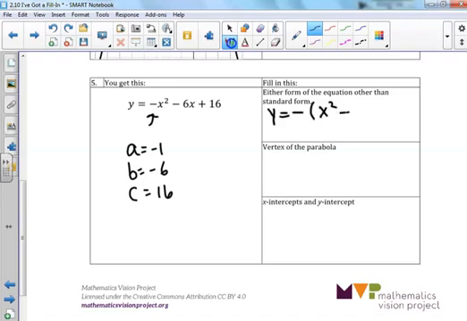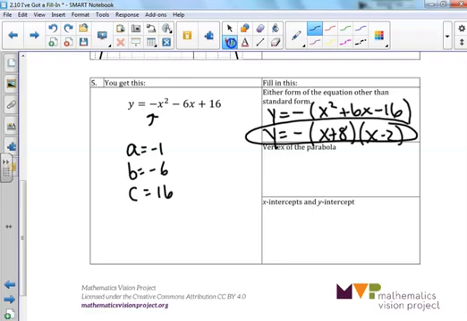We would have x² + 6x − 16. Now that our a value is 1, we need two numbers that multiply to −16 and add to 6. Those two numbers would be 8 and −2. So (x + 8)(x − 2), and this right here would be our factored form. We're then asked to come up with the vertex of the parabola.